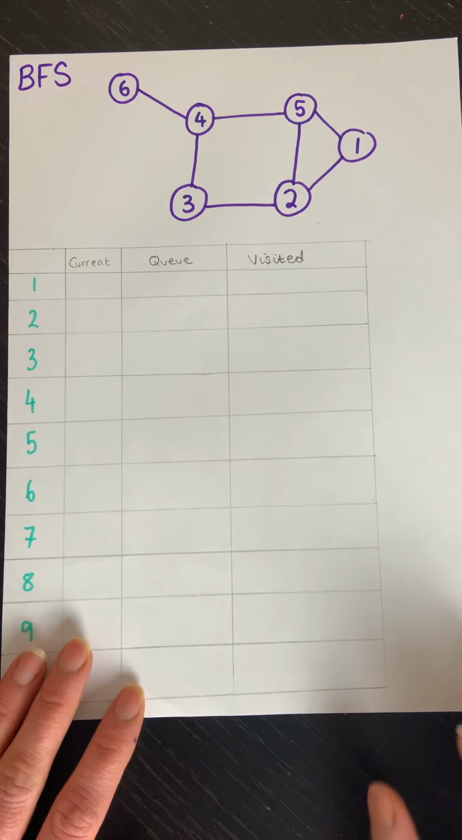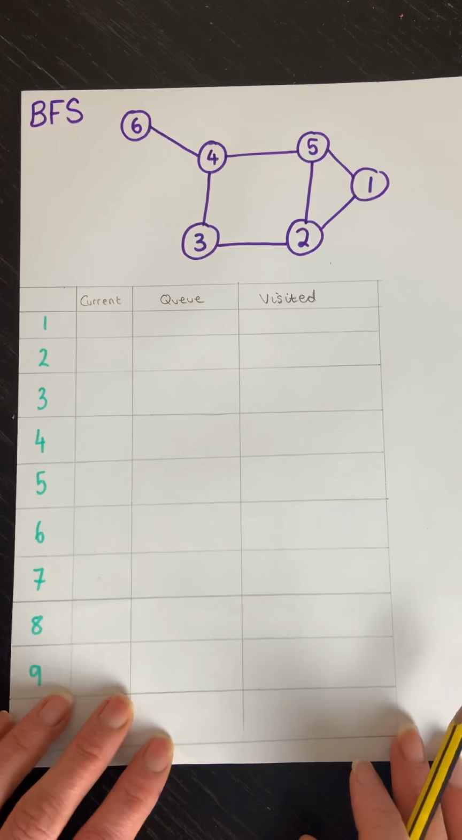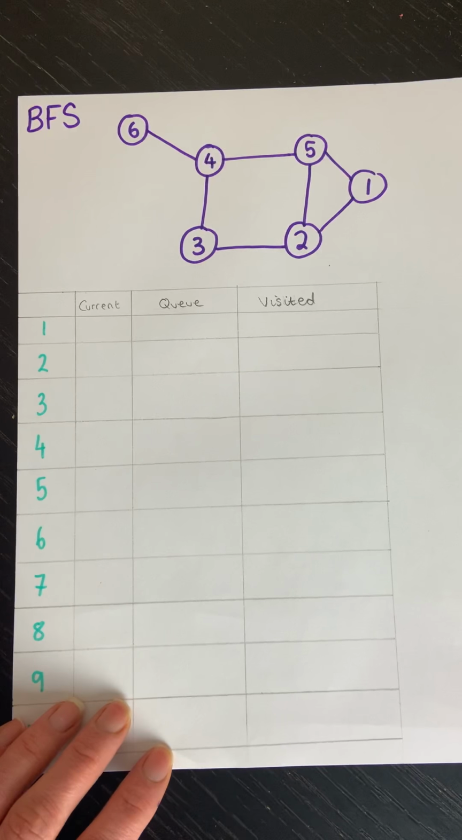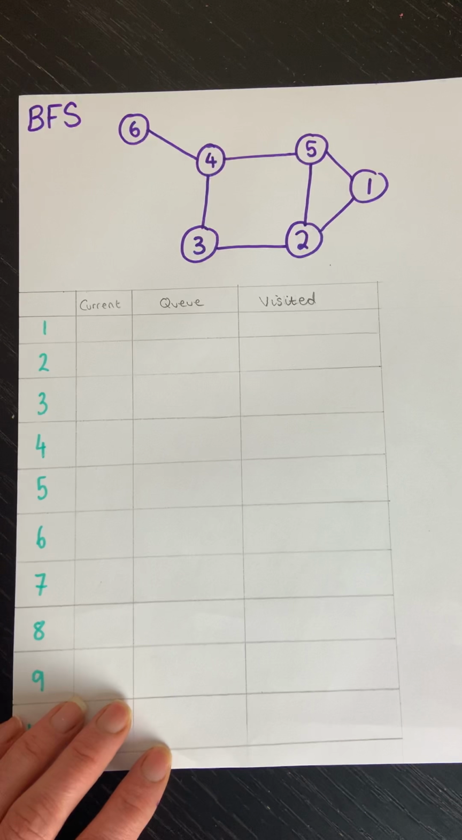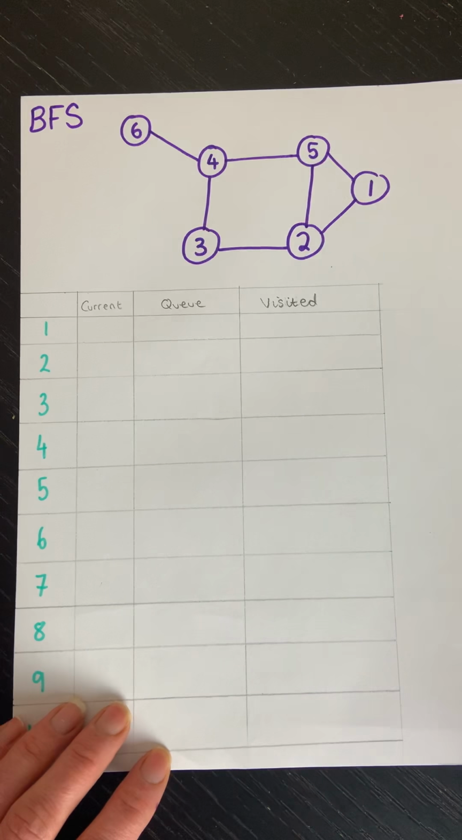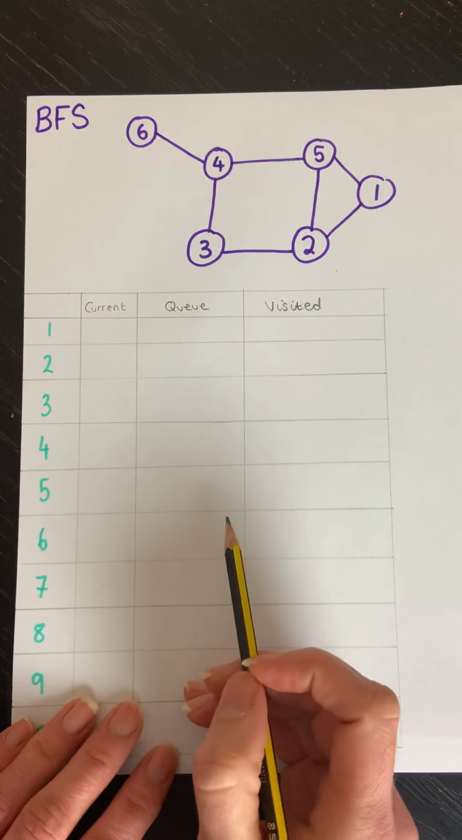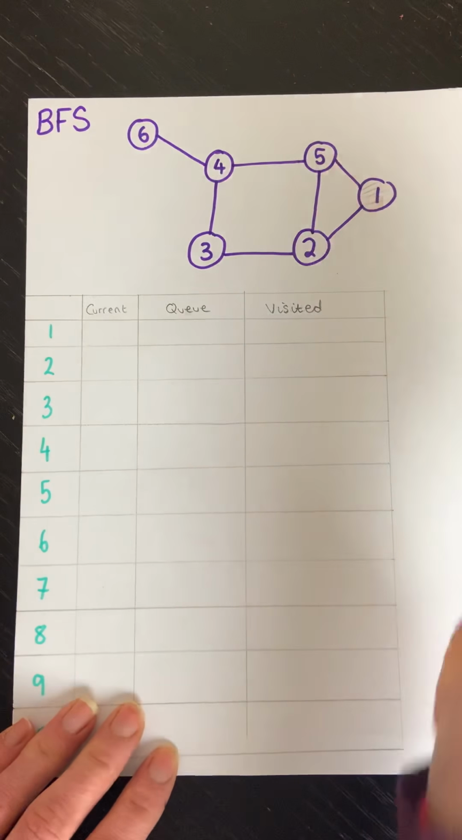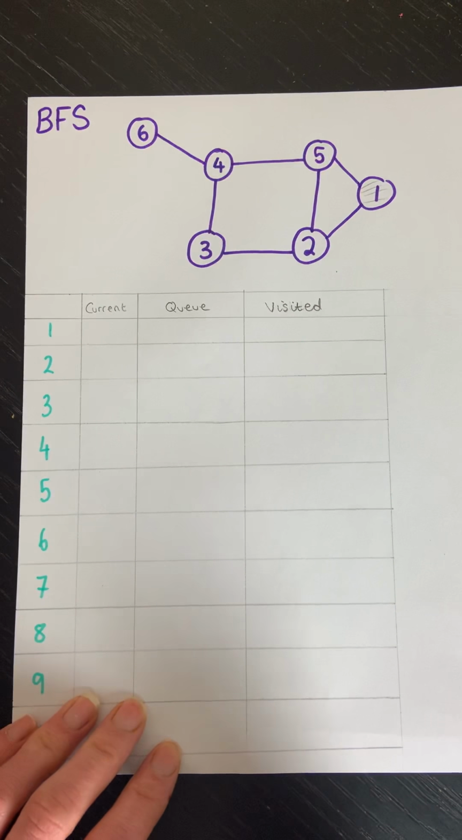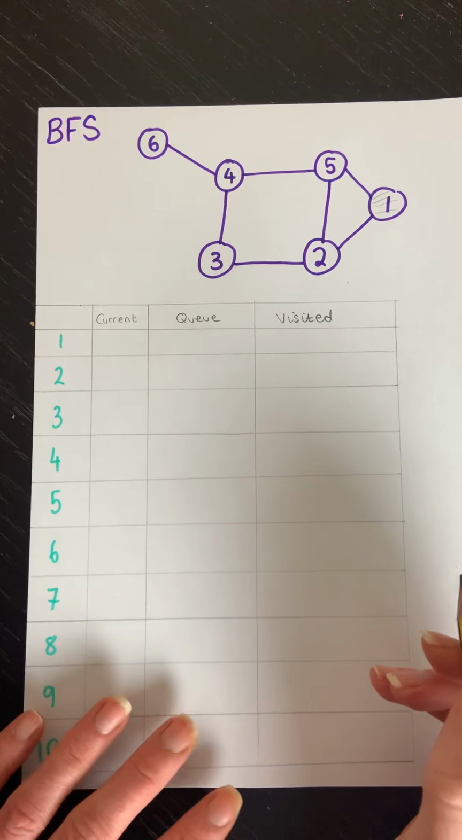So different setup this time. We've got a queue, so I've written it horizontally rather than vertically. Makes more sense for a queue. And again, be looking at the algorithm so you can follow it with me. Okay, mark the start. I'm going to start with 1 again. Mark the starting node of the graph as visited and enqueue it into the queue.